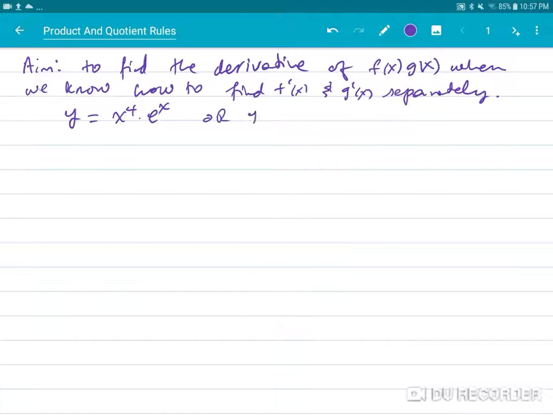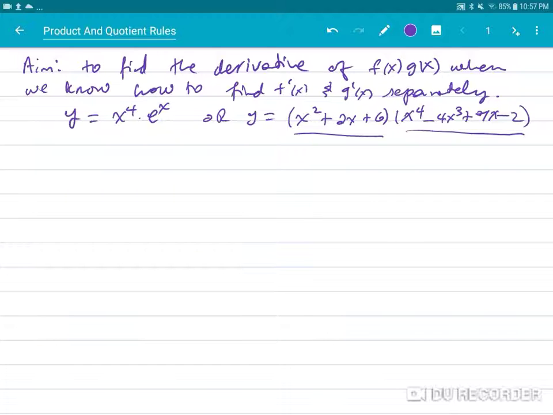Or if I have y equals something that looks like this, x squared plus 2x plus 6 times x to the fourth minus 4x cubed plus 7x minus 2. Well, this I can differentiate, and that one I can differentiate separately. Can I differentiate the product? And I can show you that it's not the same thing as differentiating this one and differentiating this one and then multiplying. It doesn't work that way.